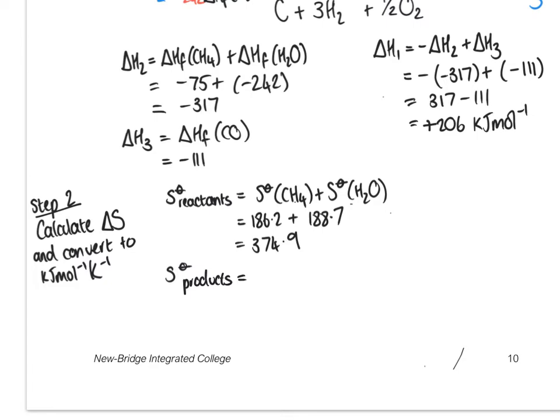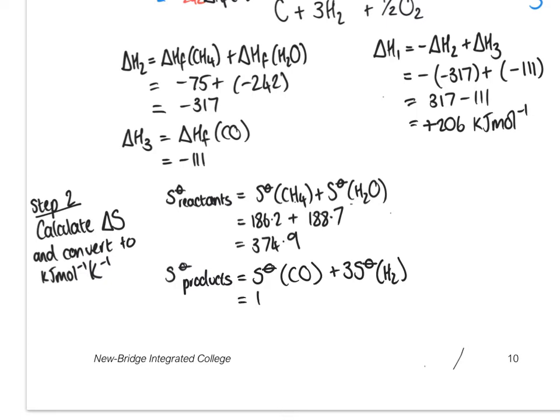Okay, what are our products? Carbon monoxide and hydrogen. Carbon monoxide: how many moles of it do I have? 1, so I only need 1 times my entropy. But how many moles of hydrogen do I have? 3. So I need to do 3 times my entropy of hydrogen. So if it has a balancing number, you need to multiply that by your entropy to get to your value.